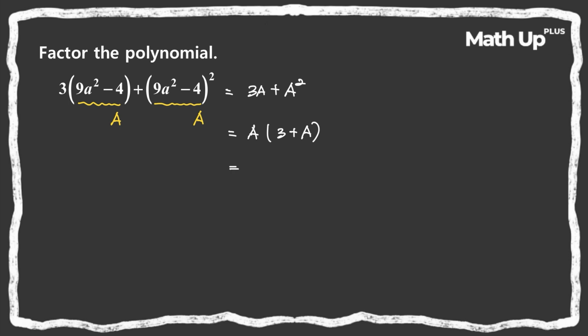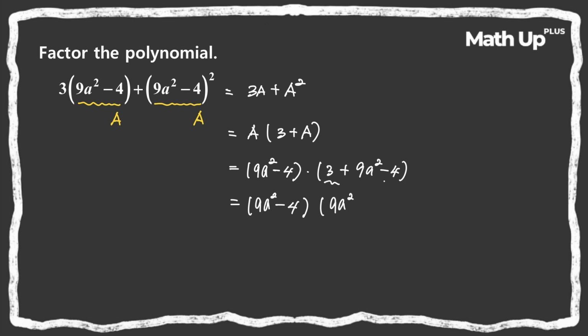Now substitute 9a squared minus 4 for a. Then that's going to be 9a squared minus 4 times 3 plus 9a squared minus 4. So this is equal to 9a squared minus 4, 9a squared plus 3 minus 4, that's minus 1, right?